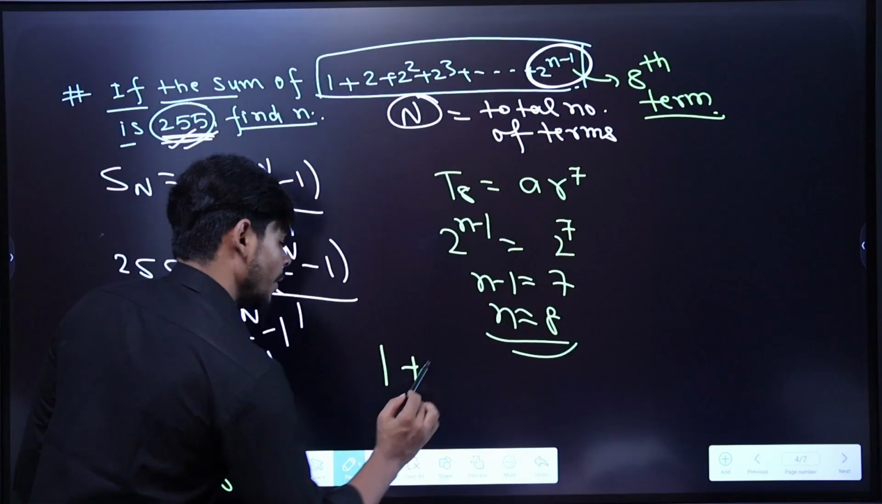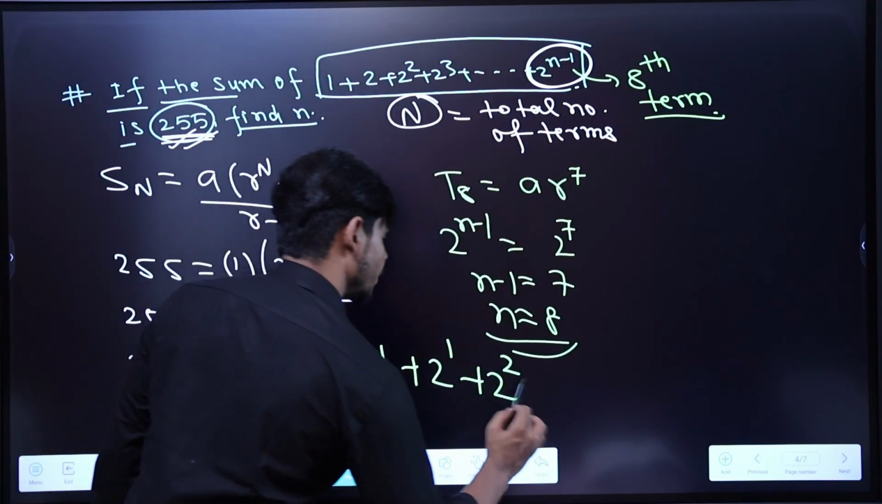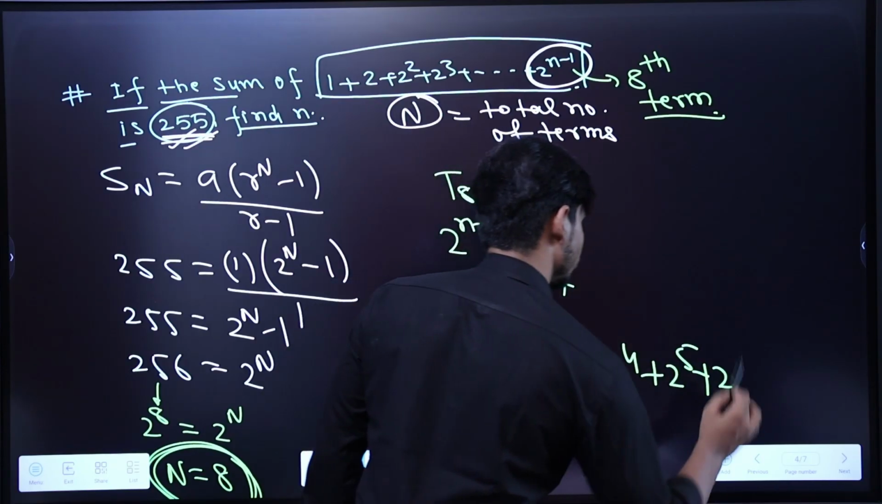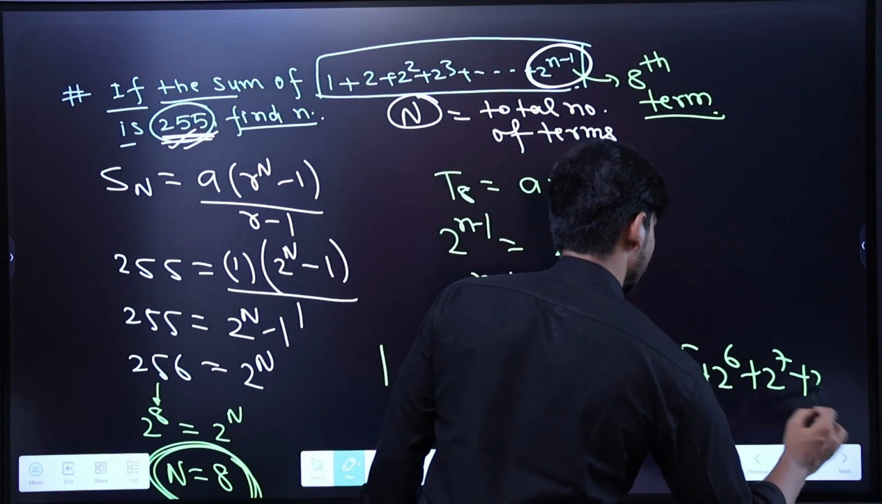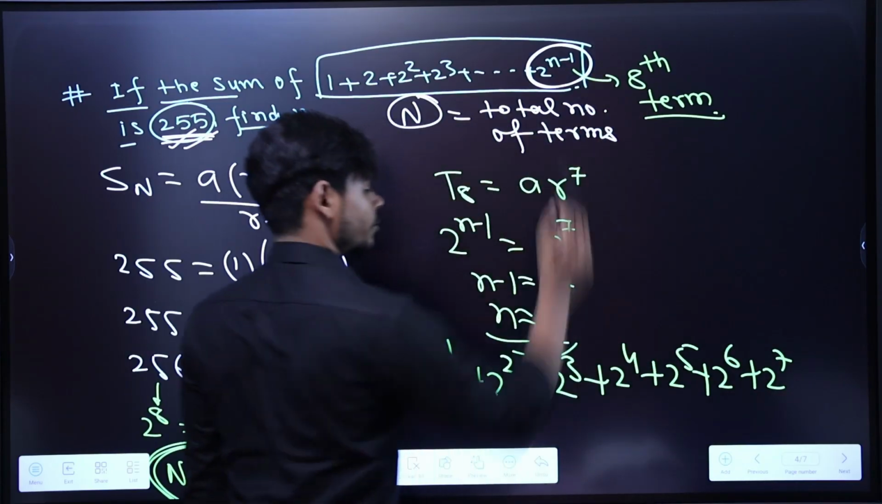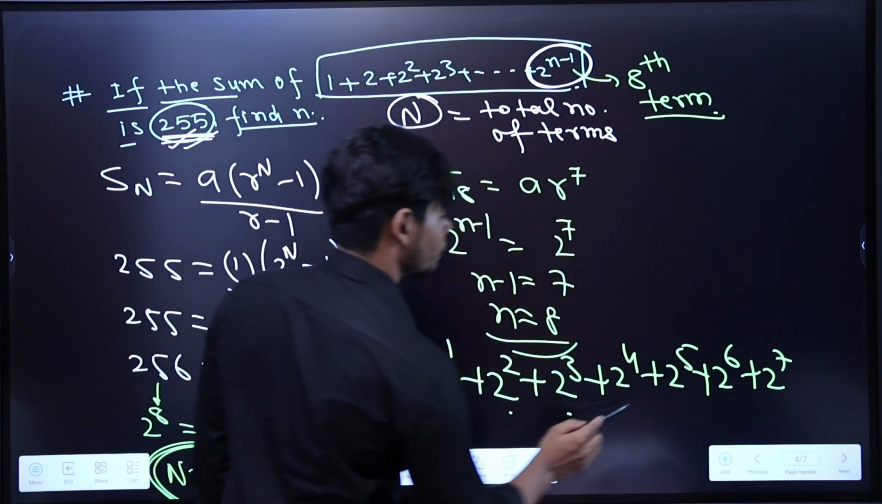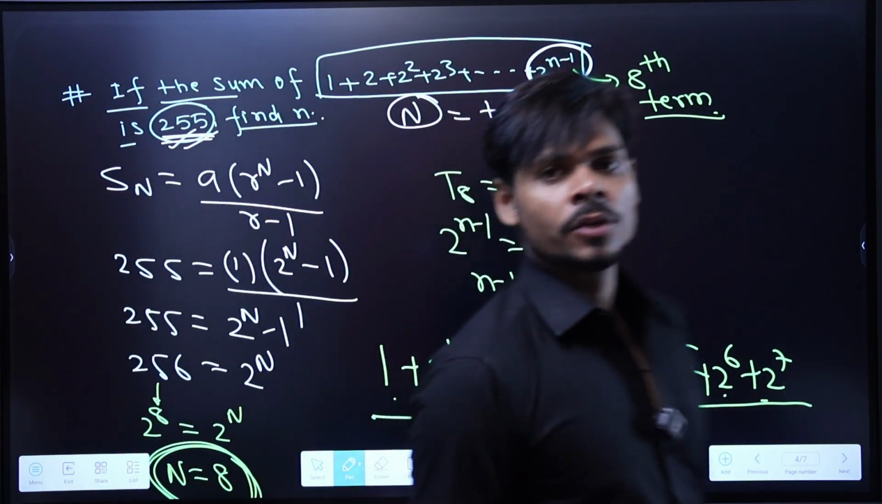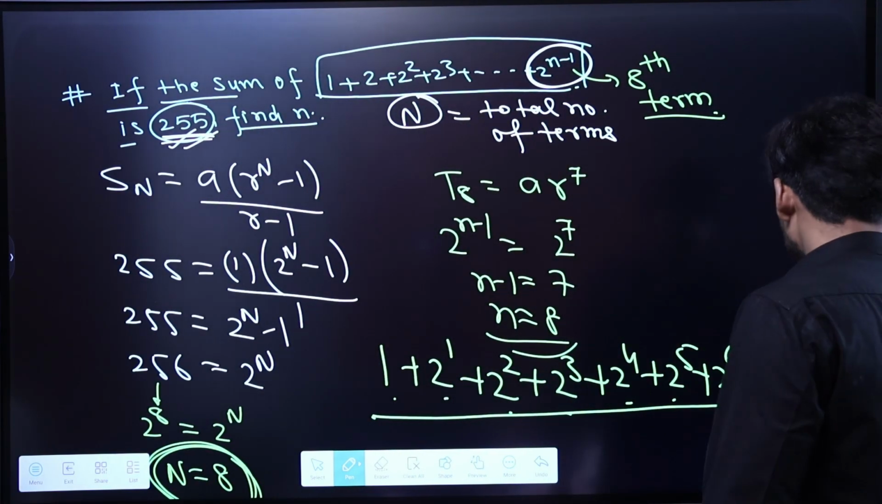It will be 1 plus 2 raised to power 1 plus 2 raised to power 2 plus 2 raised to power 3 plus 2 raised to power 4 plus 2 raised to power 5 plus 2 raised to power 6 plus 2 raised to power 7. 8 minus 1 is 7. 1, 2, 3, 4, 5, 6, 7, 8. See, there are totally 8 terms. Got it? So, this was all about this question.